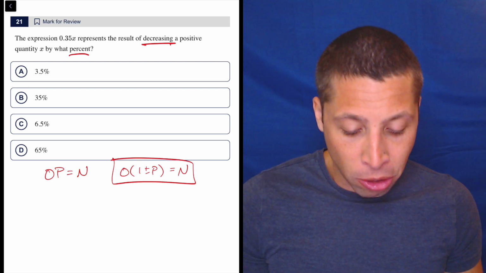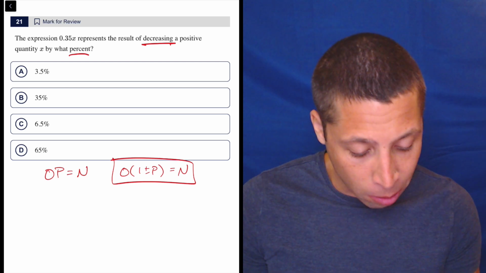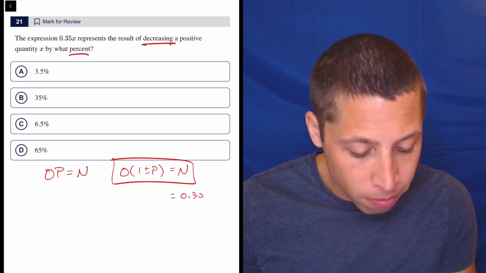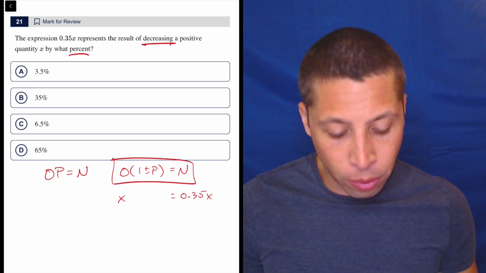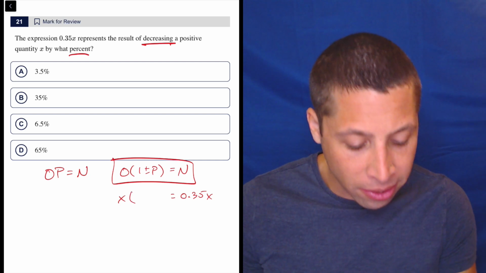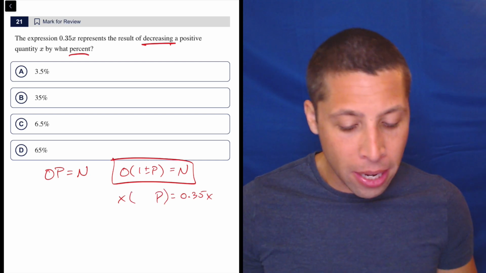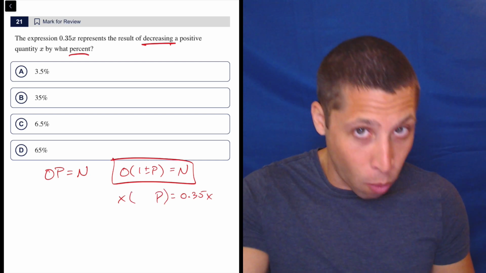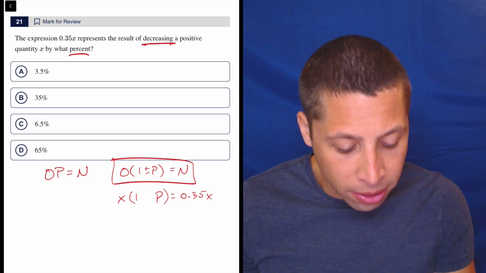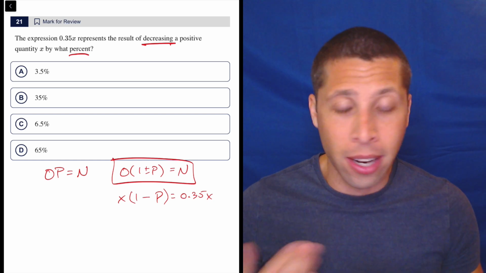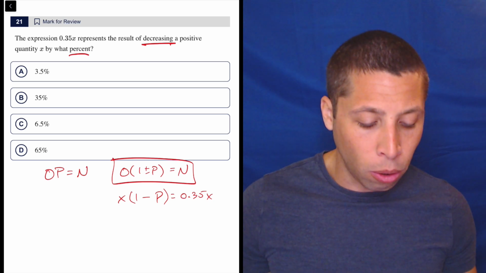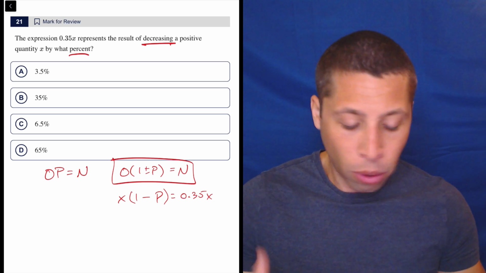So the expression 0.35x represents the result. So that's probably the new value of decreasing a positive quantity x. So that's my original, by what percent? Well, it makes sense that we are solving for p because they're asking what percent. And lucky for us, the open formula is very intuitive. So it says decreasing, so we're going to use a minus sign as we do that. So basically our goal is to solve for p here.